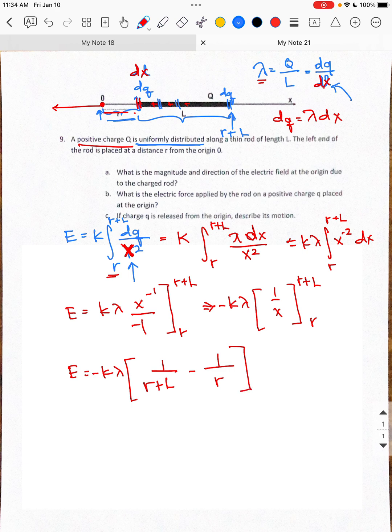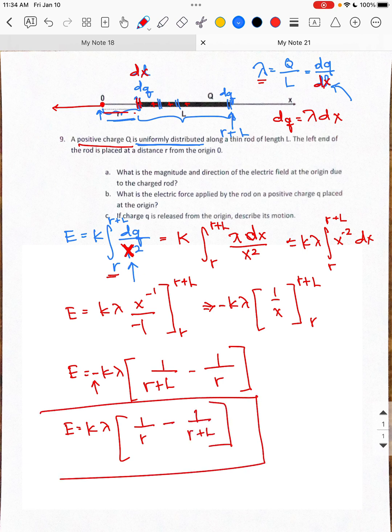I forgot to put the negative here. And even though this is a good final answer, because I have a negative in the front, I can clean it up by rewriting it as k lambda, distributing the negative to both sides, and now I have 1 over r in front minus 1 over r plus L after it. And that is your answer for 9.